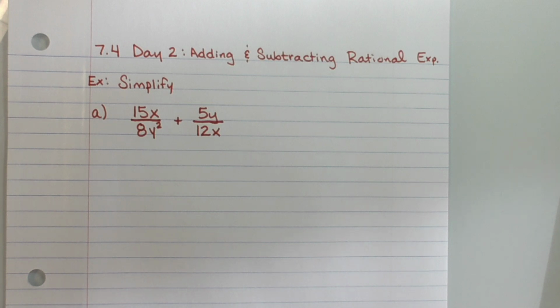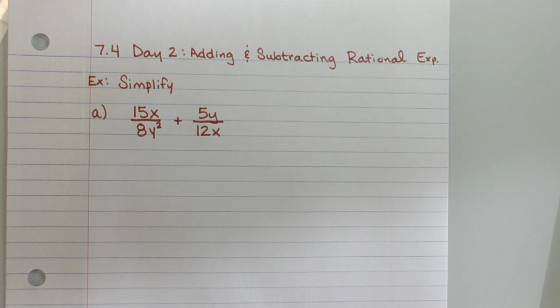So we've got 15x over 8y squared plus 15y over 12x. What do you need in order to add and subtract rational expressions? Common denominator. Do you need that for multiplying fractions? Do you need it for dividing? No, you need it for adding and subtracting. So, I need a common denominator. Look at your denominators. Do they have addition or subtraction in them? No, if they do not, they're monomials.